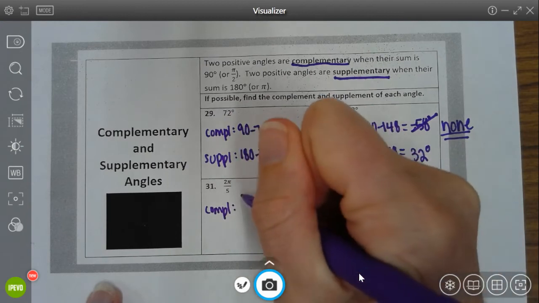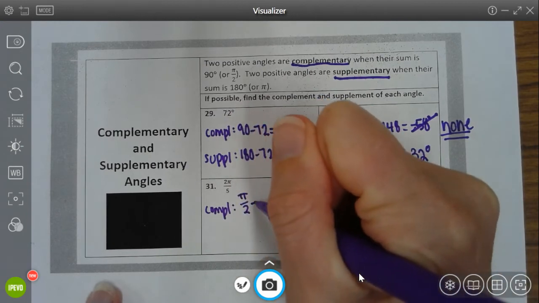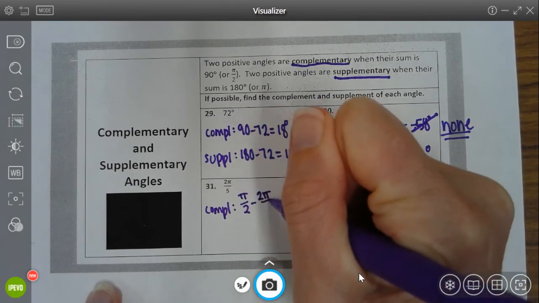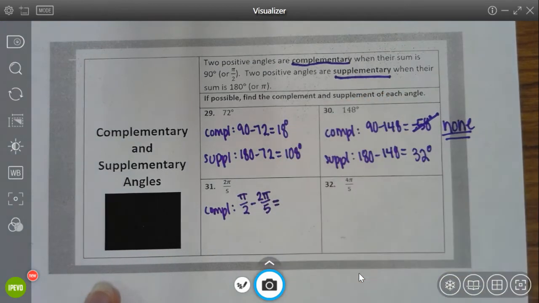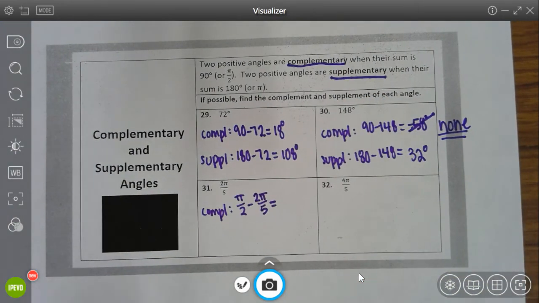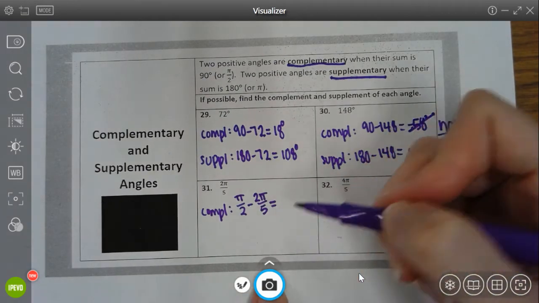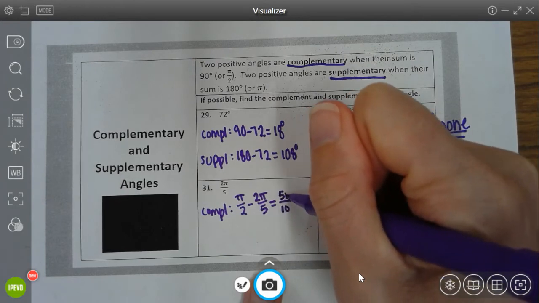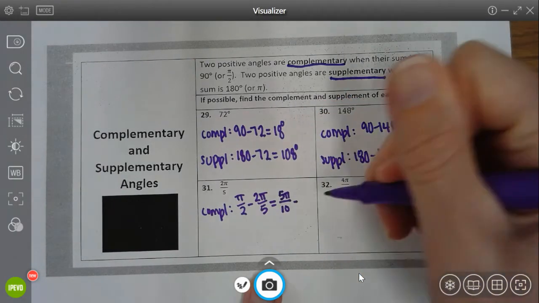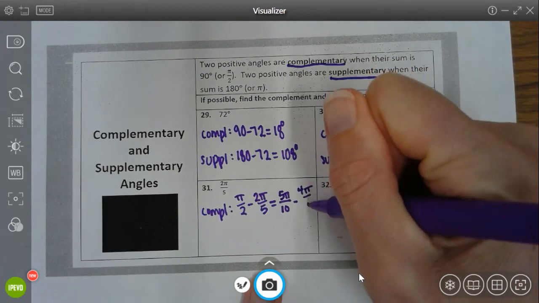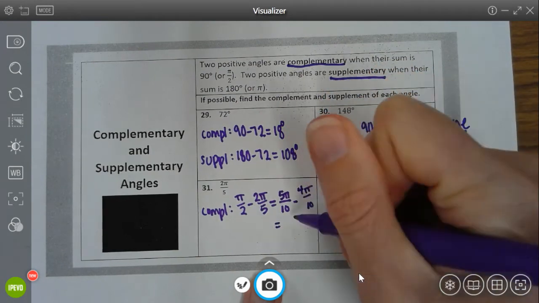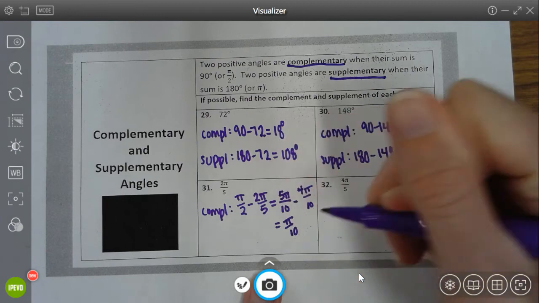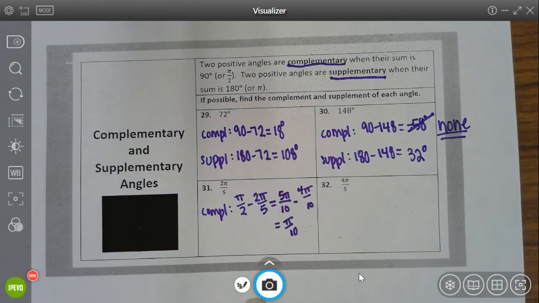I would start by taking pi over 2 minus 2 pi over 5. Now, since my denominators are different, I would have to find a common denominator. So if I'm looking at 2 and 5, they both would have a common denominator of 10. So this would be 5 pi over 10, and this would be 4 pi over 10. And so my complement, if I do that math, would give me pi over 10 radians.